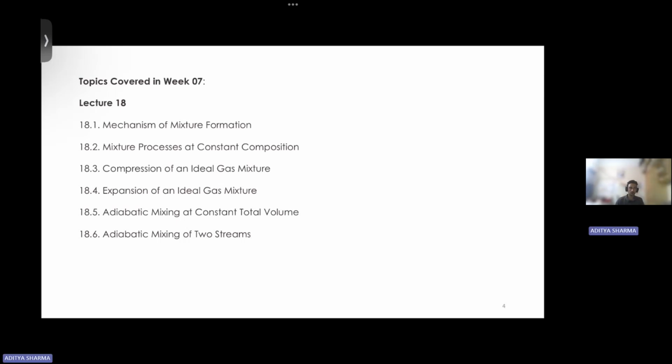So if you revise the content of week 2 and week 3, you will be able to understand this. Okay. So this topic states that there will be entropy production and what are the factors that contribute to this entropy production. So three such factors have been enumerated.